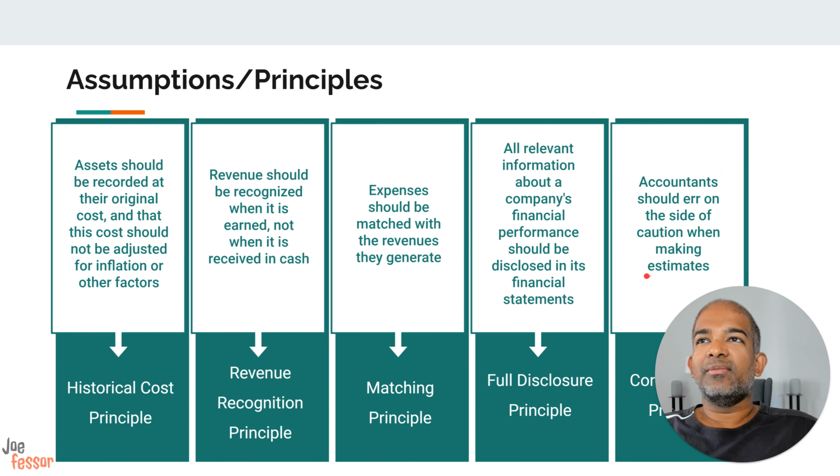Then we'll look at some of the key principles that guide financial accounting. First, we start with the historical cost principle. Assets should be recorded at their original cost, and this cost should not be adjusted for inflation or other factors, right? Assets have to be recorded at the cost at which they were acquired. That's what I mean by historical cost, right? And this cost should not be adjusted in any way.